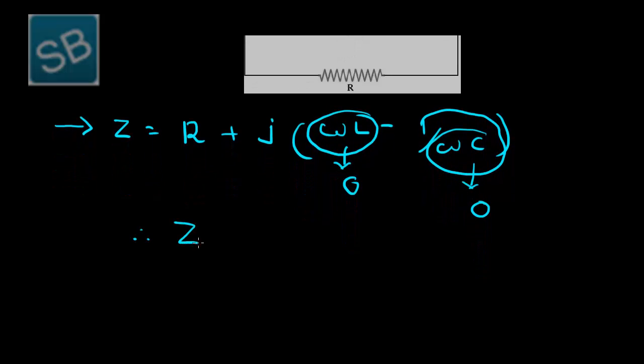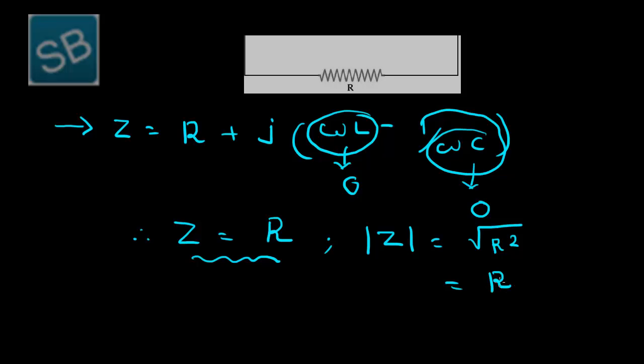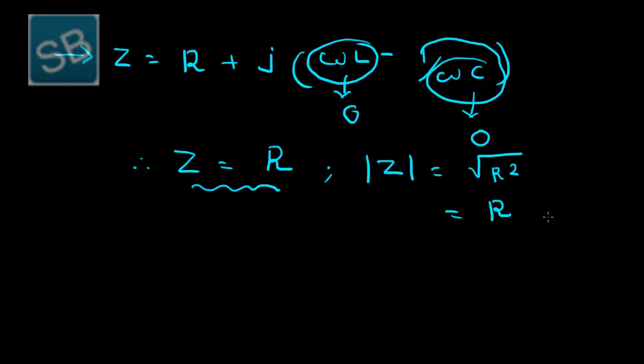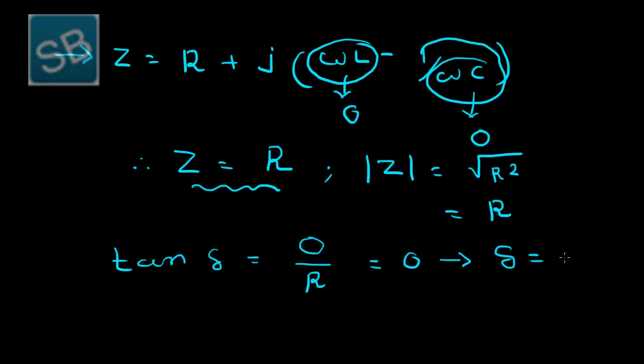And so the value of impedance is the same as the value of resistance in the case of an AC circuit with only resistance. And if you want to find its magnitude, it is the square root of R square, that is equal to capital R. Now the value of delta, if you want to find it, from the equation of tan delta, that was (omega L minus 1 upon omega C) divided by R, the numerator is 0, so 0 over R is 0. Whenever tan delta is 0, delta is equal to 0. So there will be no phase difference.